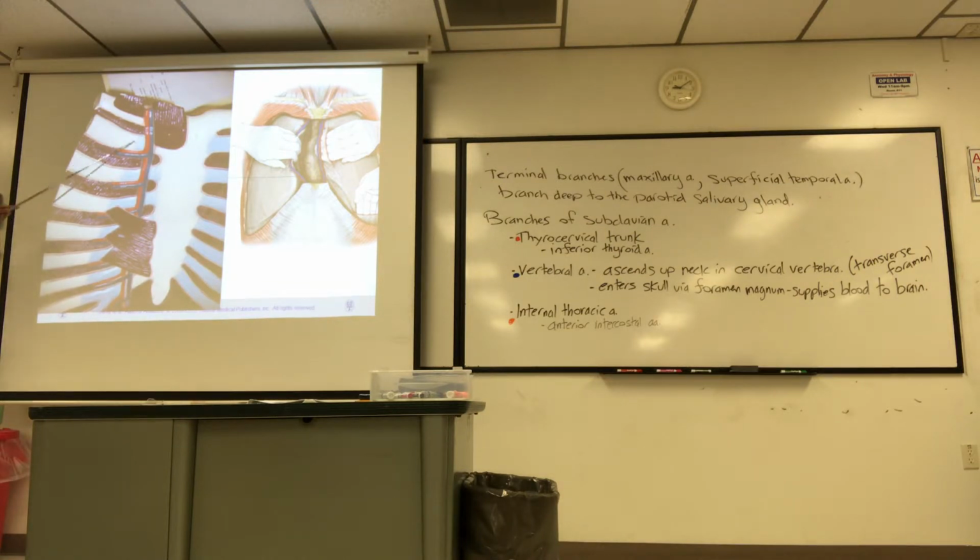Anyways, it's right here. See right there, those labels? Internal thoracic, artery and vein. So these branches coming off of it are the anterior intercostal arteries. So this is the inside of the chest plate. All right, so moving on.